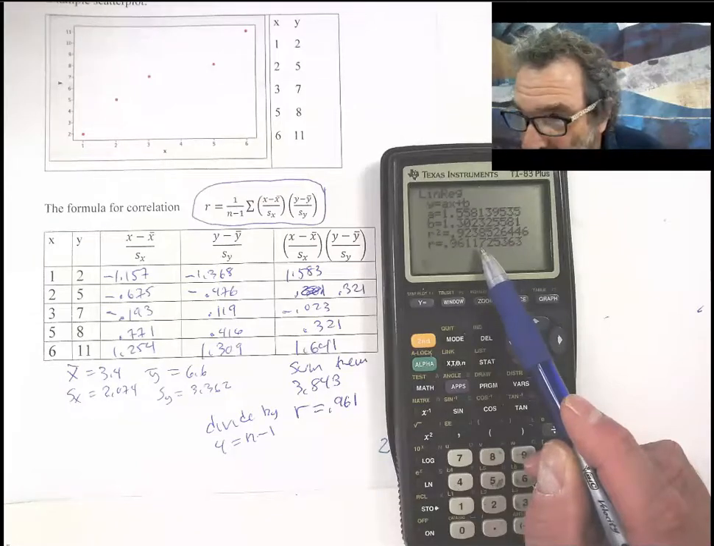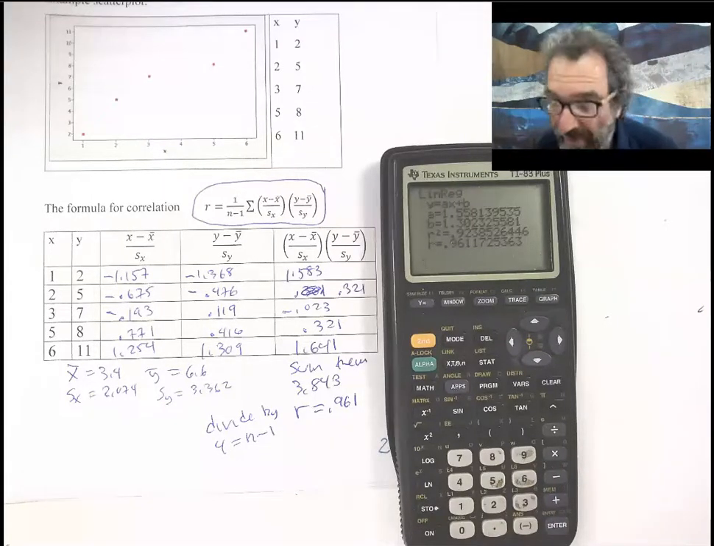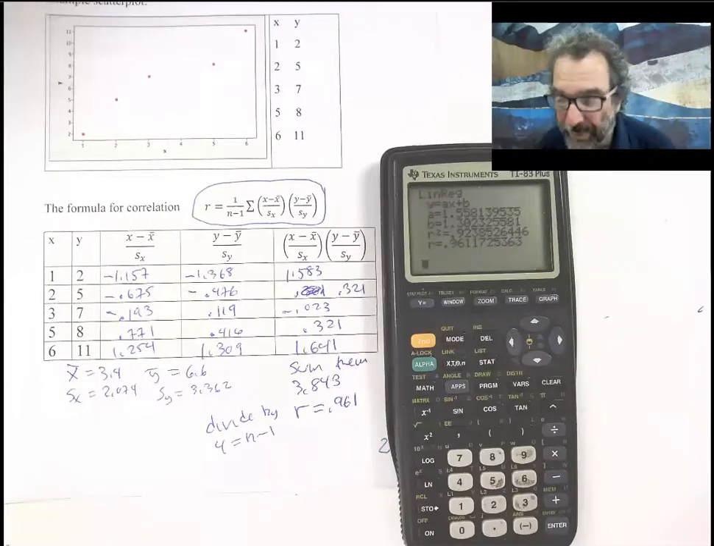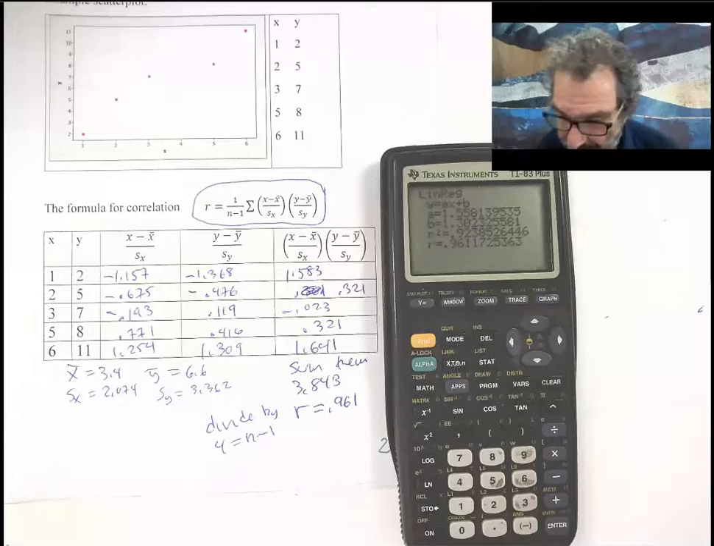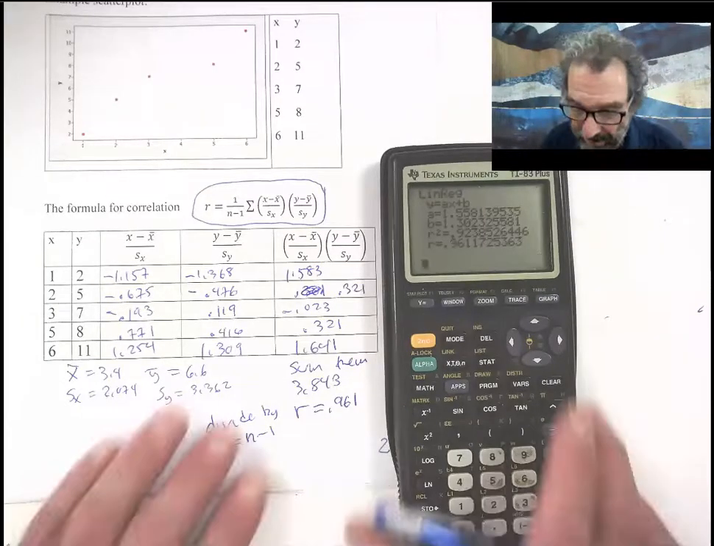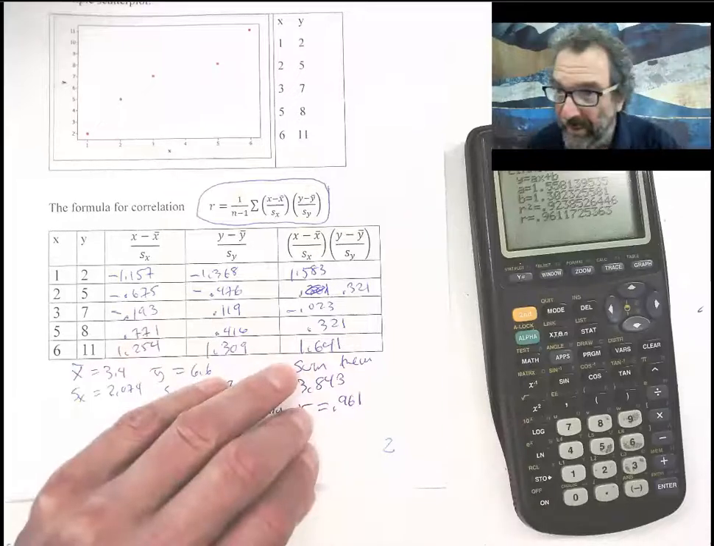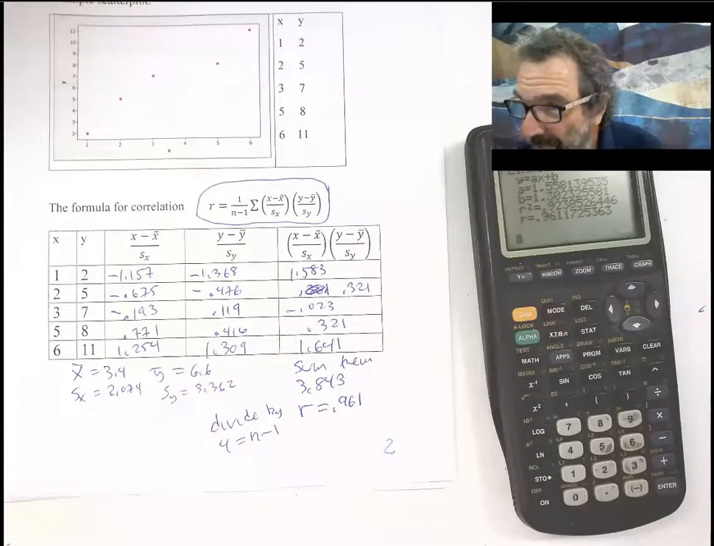Great confirmation that 0.961 is the correct answer. And the way we got that is by first turning diagnostics on, and then going to linear regression. And there's 2 regressions in there. It doesn't matter which one you choose. And then giving it the X and Y columns where you've entered the data, and out comes the number. So that's exciting. We made that work. Great. And now I'm going to stop recording with that success story.